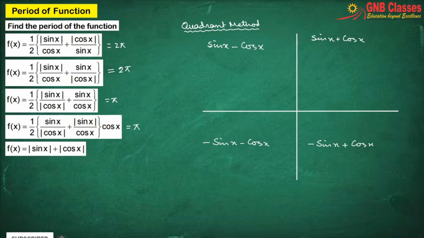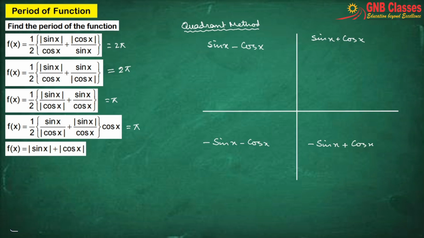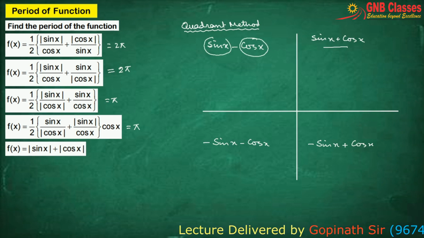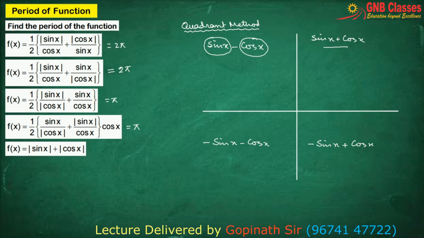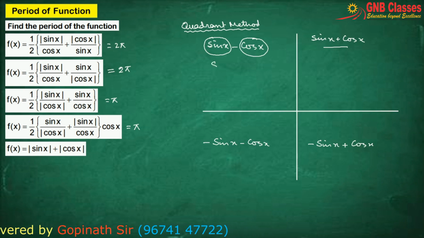The second step is to check the sign for the respective trigonometric ratios in every quadrant. In the first quadrant, sin and cos are both positive, so just leave it as it is. In the second quadrant, sin is positive but cos is negative. Since cos is negative, the sign of cos x has to be changed. The sign of sin x will not change because sin x is positive in the second quadrant. Therefore, in the second quadrant, your function will become sin x plus cos x.